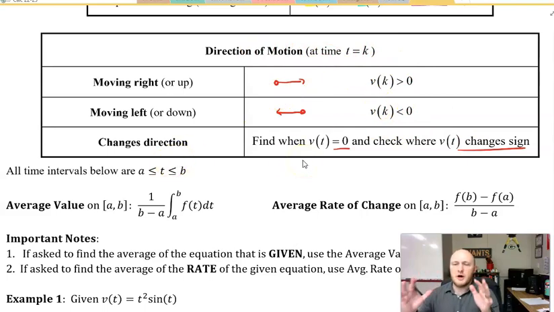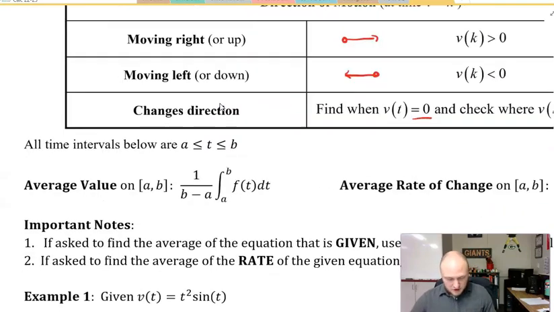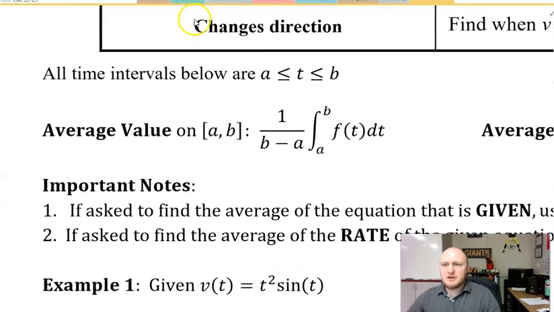Okay, so those are just some recap on particle motion, and I want to tie particle motion into what we talked about in the last lesson, 8-1, which is the average value of a function. If I have an interval a to b, the average value of a function, again, what we talked about in the last lesson, was 1 over b minus a times the integral from a to b of f of t dt. This is the average value, or the average height of the function.